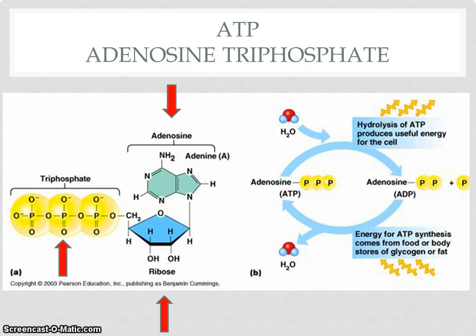Once broken down, ATP becomes ADP, or adenosine diphosphate. This molecule has much less potential energy than ATP. A molecule of ATP can be regenerated by the addition of a phosphate group to ADP.